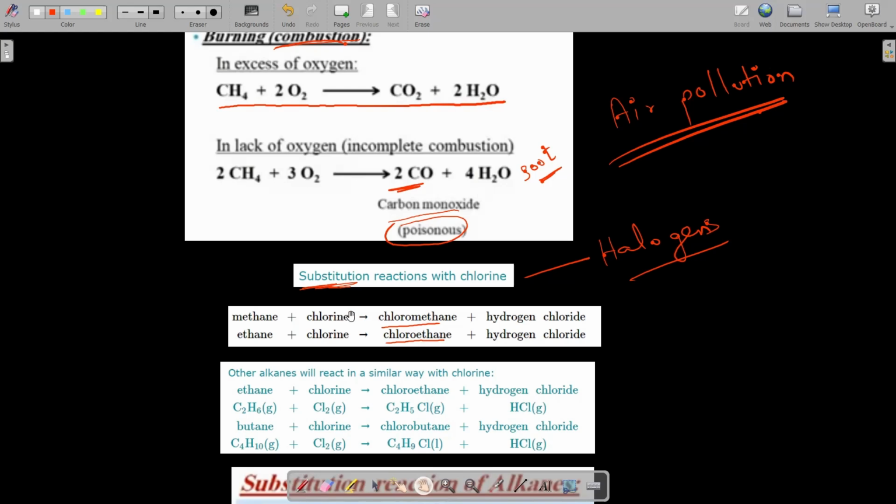Alkanes do not take part in addition reactions. They can take part in substitution reactions, particularly with chlorine. And what is a substitution reaction? It's a reaction in which an atom is replaced. If you see here, C2H6, one of the hydrogens is replaced by a chlorine. So it is a reaction in which an atom of a molecule is replaced by a different atom without changing the molecule's general structure.